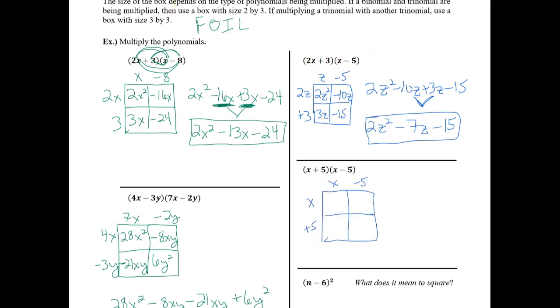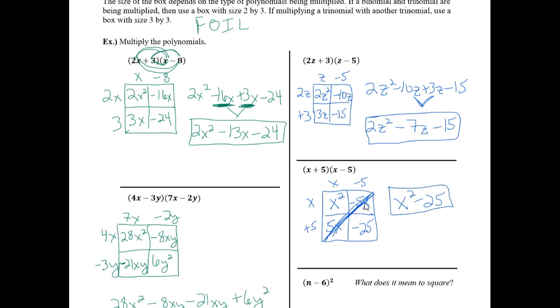Alright, I have my 2 by 2 box with one parenthesis down one side, the other parenthesis terms on the other side. So x times x is x squared. X times a negative 5 is negative 5x. 5 times x is 5x. And 5 times a negative 5 is negative 25. If we look here, I have a positive 5x and a negative 5x. Well, 5 minus 5 is 0. So these middle terms add up to 0. So all I have left is x squared minus 25.